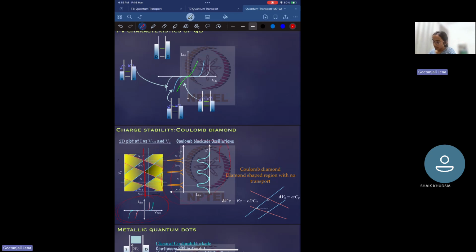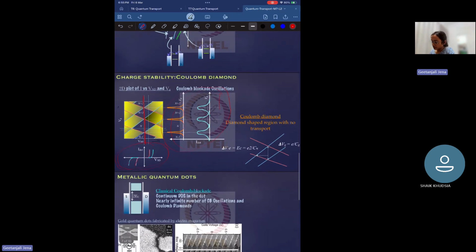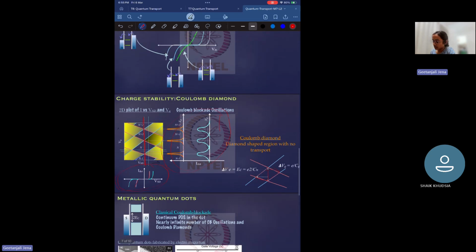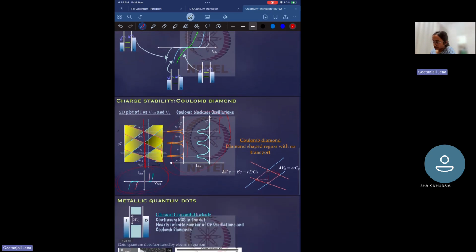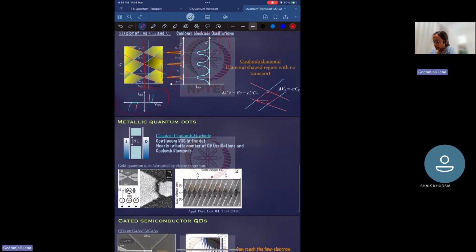The current will oscillate because of the tunneling of charge carriers to the conducting island. If we take this diamond shaded region, the vertical line represents the periodicity of this Coulomb oscillation. It shows what the periodicity is. And the horizontal line is related to the charging effect. I hope this is clear.